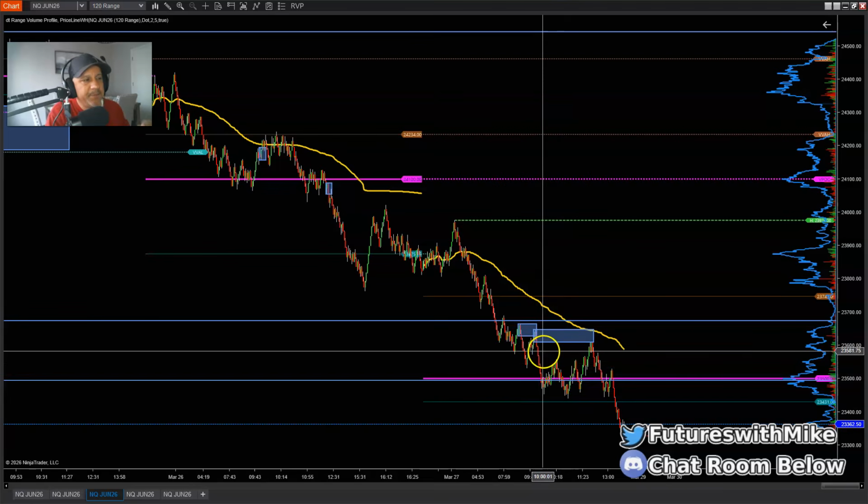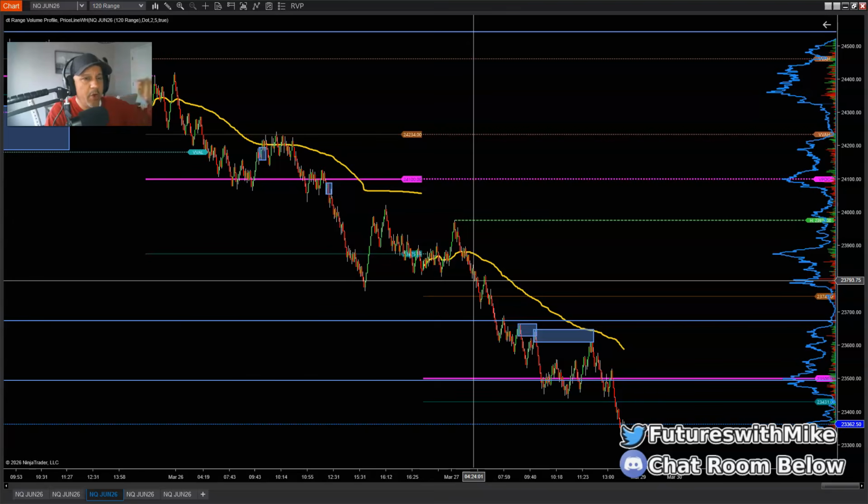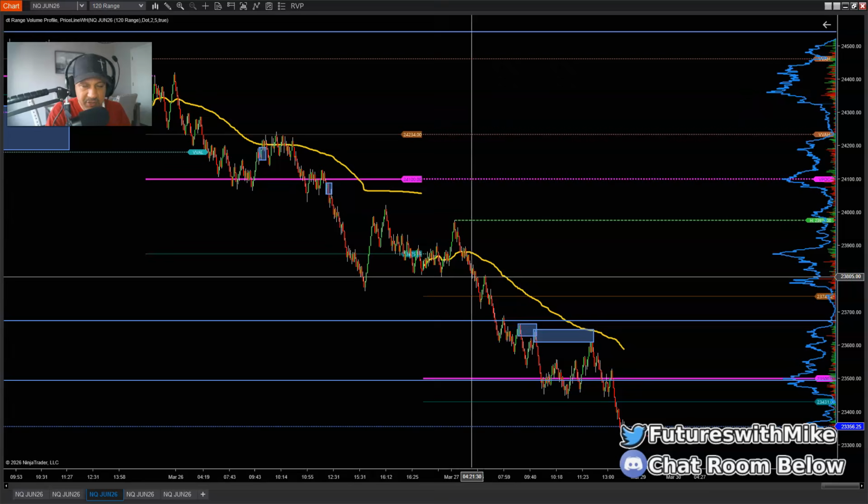Each time it does that, we want to look back to see where the areas are, meaning imbalances or fair value gaps, where the market left footprints for us to be able to look for opportunities for trades when it is actually moving in that particular direction to the downside.